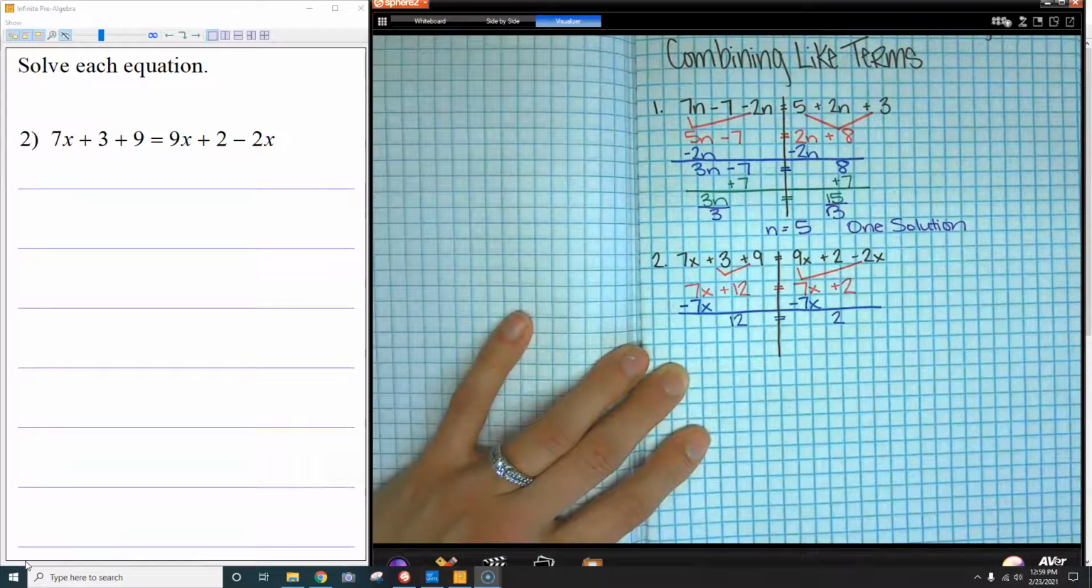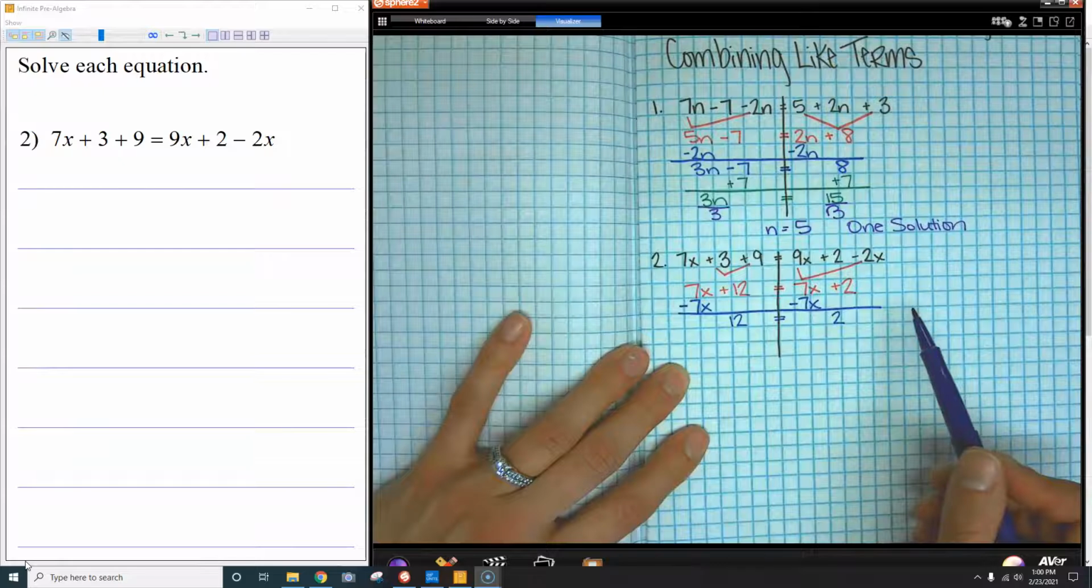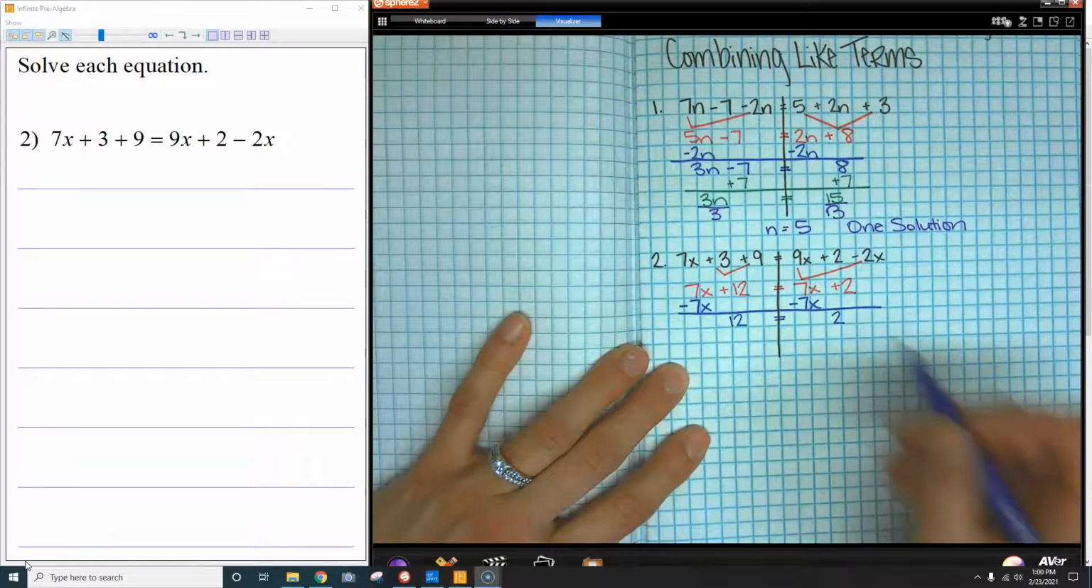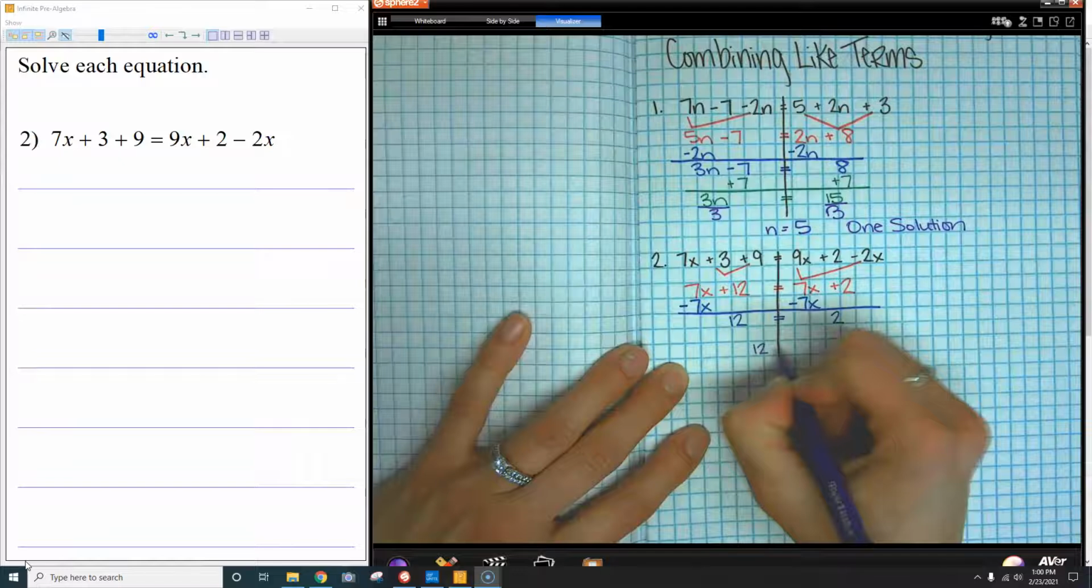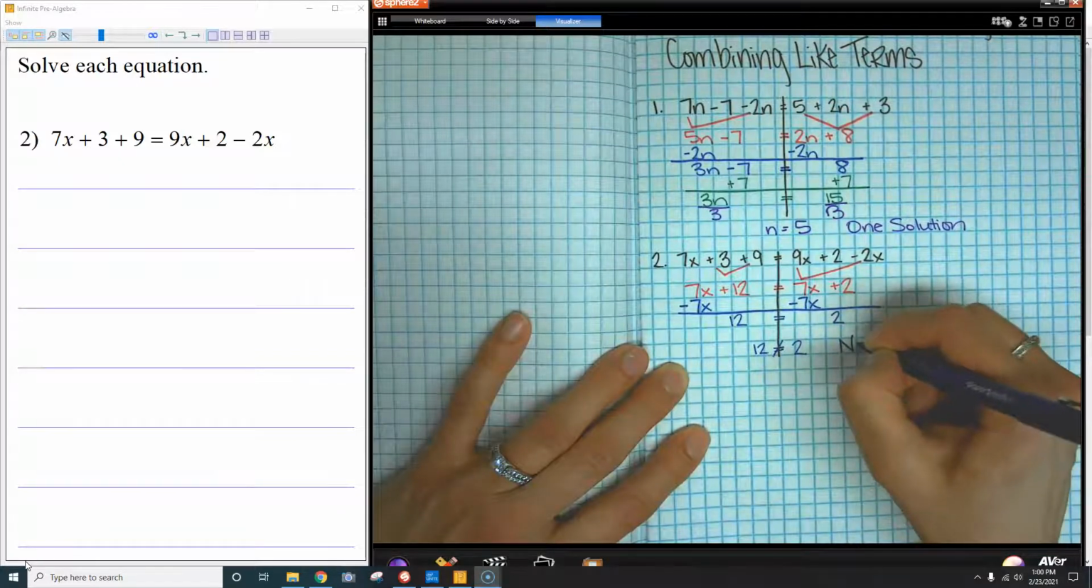Now, some of you will say, well, subtract 2 from both sides, or subtract 12 from both sides, so we can solve for x. But we don't have an x anymore. All we have is a statement that says, does 12 equal 2? So 12 does not equal 2. So this is an example of no solution.